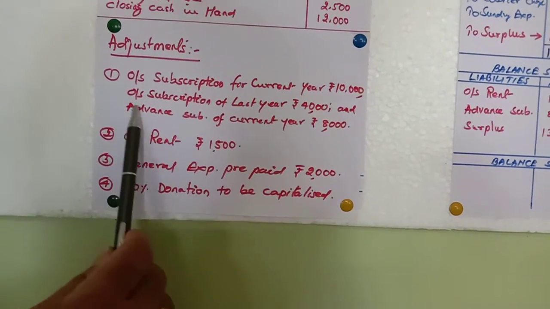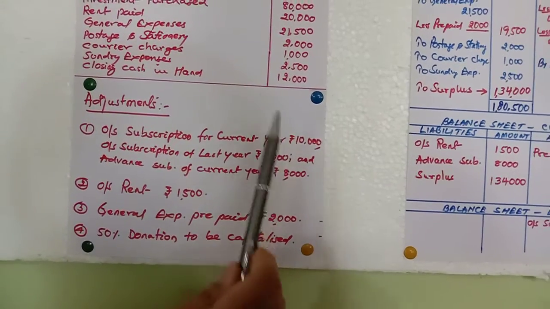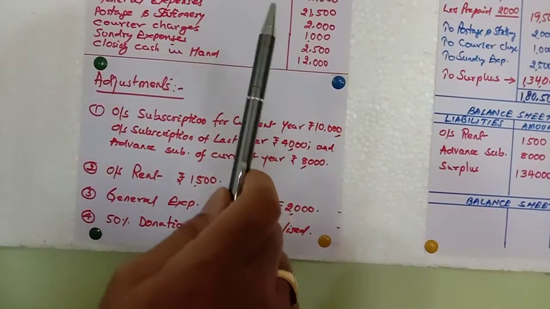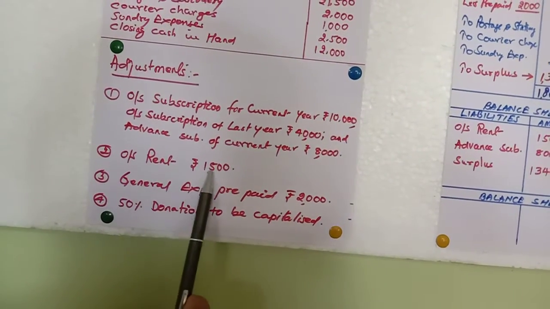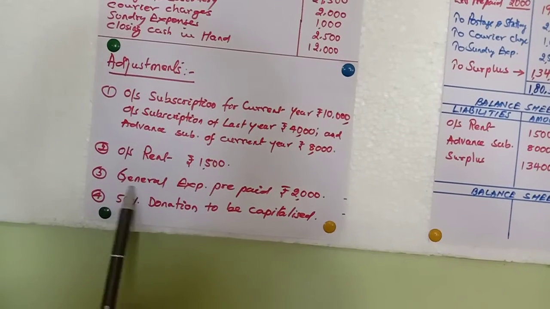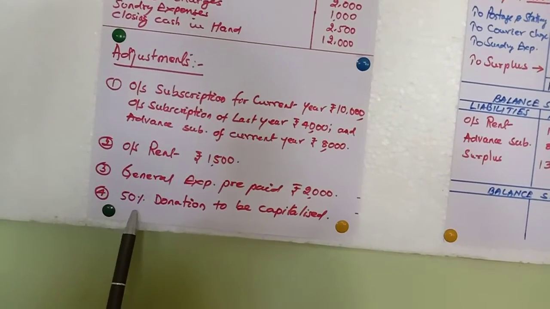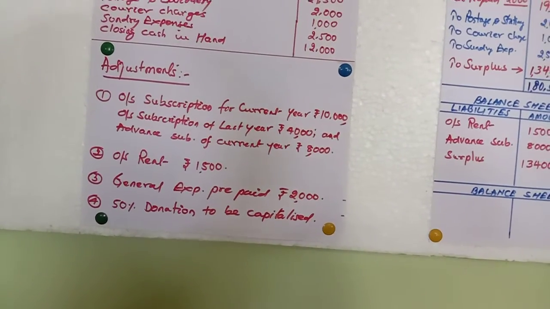When we prepare an income and expenditure account, we need to keep three years in mind: current year, previous year, and next year. Second adjustment is outstanding rent. Third adjustment, journal expenses prepaid. Then fourth adjustment, 50% of donation to be capitalized.